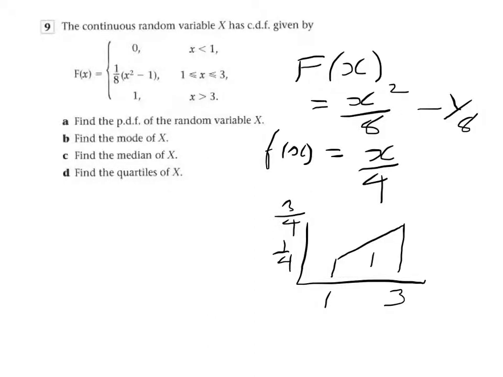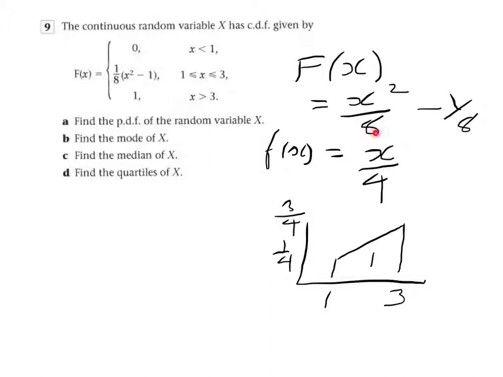So my first task is to find the probability density function, given that we've been given the cumulative distribution function as in the question. So the cumulative distribution function is 1/8 (x squared minus 1). You see that here. If we remove the brackets, it becomes x squared over 8 minus 1/8, as you see here. Now to find the probability density function, we have to differentiate.